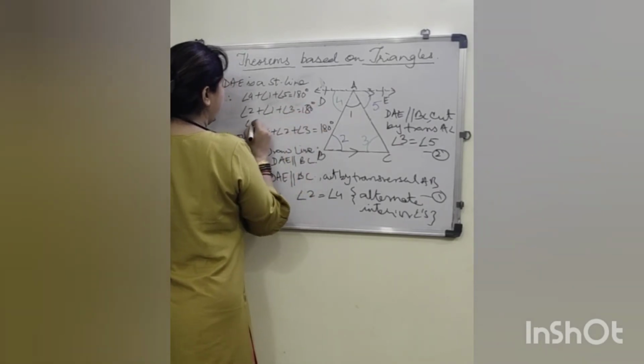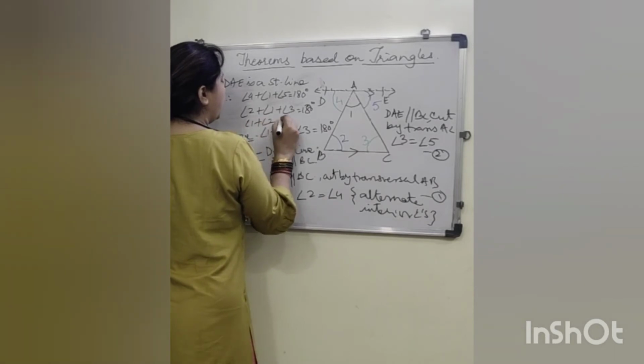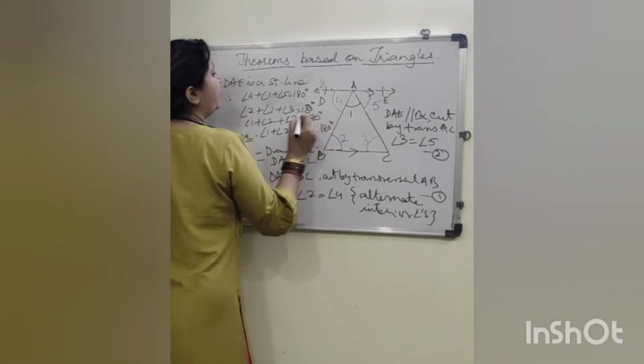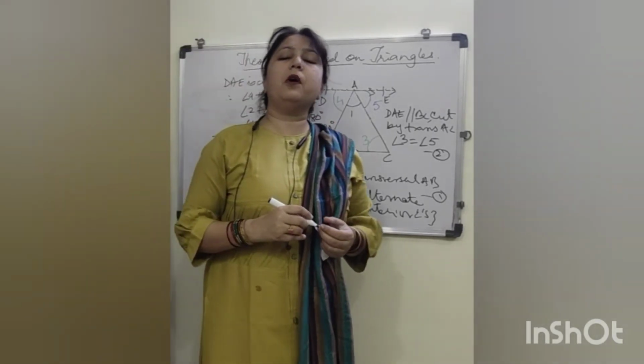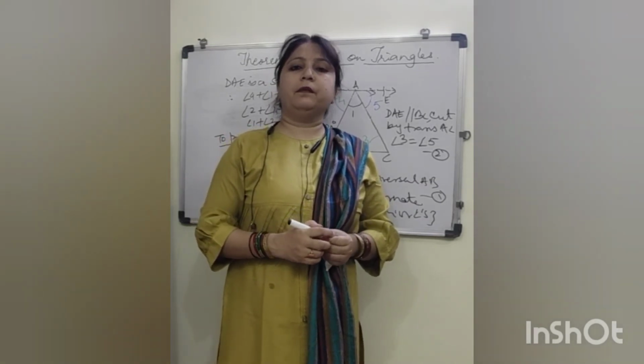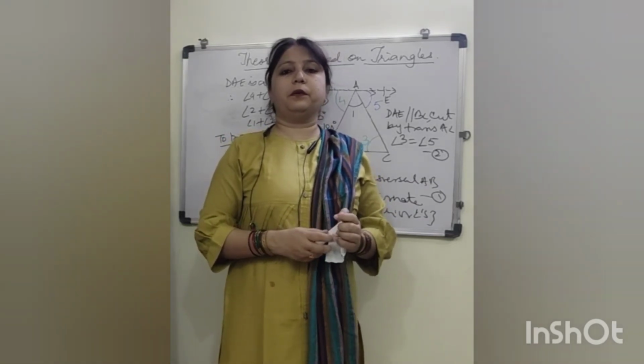That means angle 1 plus angle 2 plus angle 3 is equals to 180 degree, which proves that the sum of all three angles of a triangle is 180 degree. I hope theorem is clear to you.